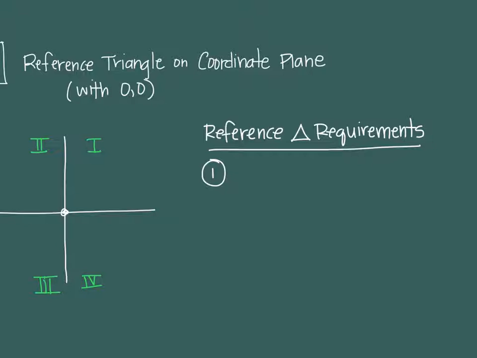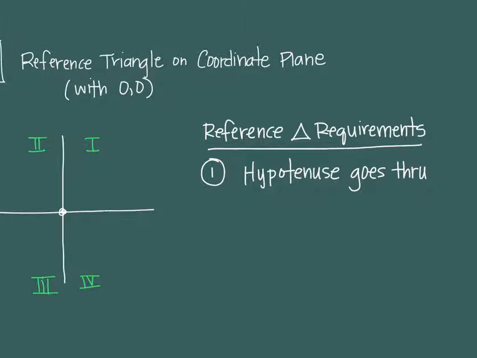The problem with that right triangle is it violates the first rule of the requirements of a reference triangle. Right here, where is the right angle right now? It's at 0, 0, right? It can't be at 0, 0. That's one of the rules of a reference triangle. You can't put the right angle on 0, 0. What does go through 0, 0 is the hypotenuse. All right, so the hypotenuse must go through 0, 0, or it goes through the origin.